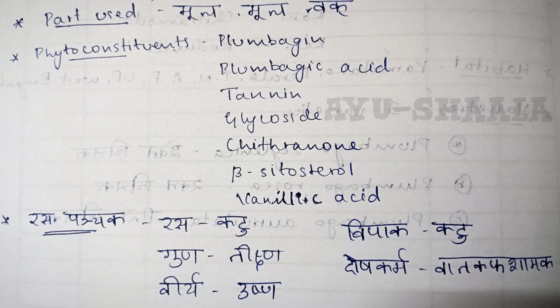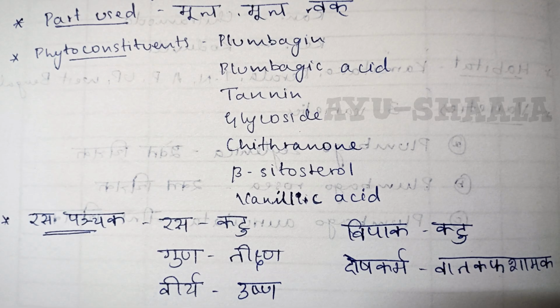So from that you can remember Chitranon. And the common one is beta sitosterol and vanillic acid. You can just remember these two. Our first 4 and 5 are important. You should mention them in your answer paper.